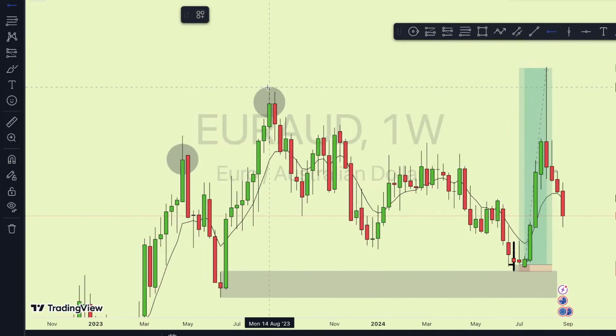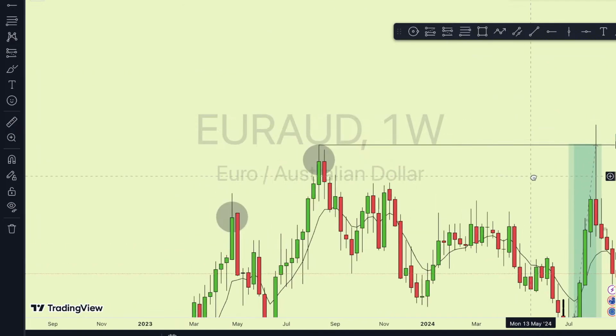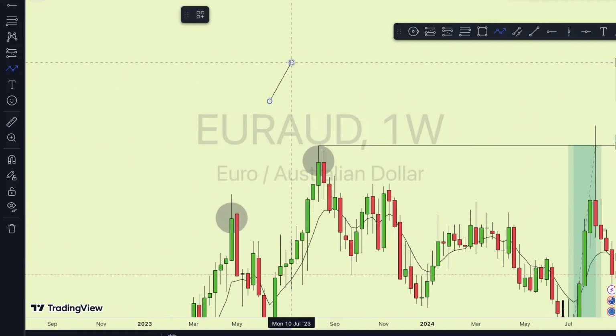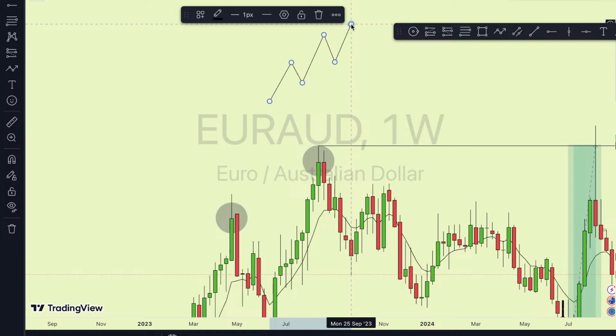Why are we targeting the previous high? Because bullish structure says higher highs and higher lows. Whenever a high is made, a higher low will be made. But after every higher low, a new high will be made. So targeting this previous high makes sense.